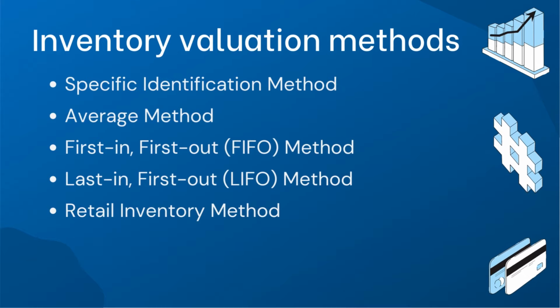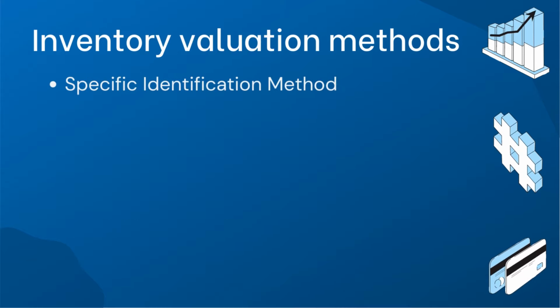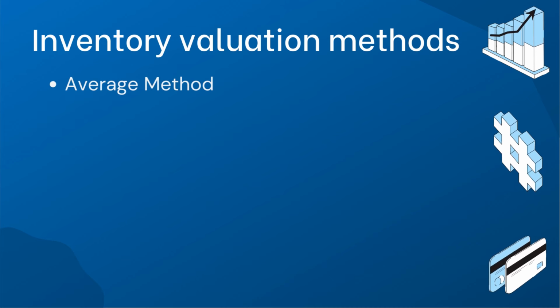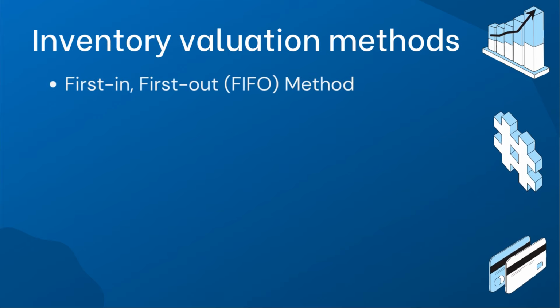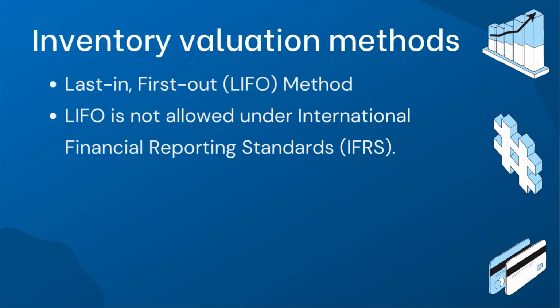There are several methods used to value inventory. Specific identification method, suitable for unique items, but requires individual tracking. Average method, calculates average cost incurred, either continuously or at the end of the period. First in, first out method, assumes the earliest goods purchased are the first sold. Last in, first out method, assumes the newest items are sold first.